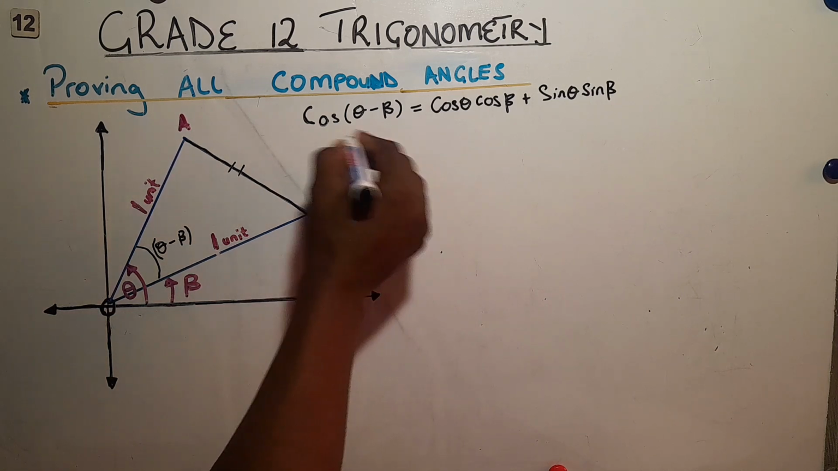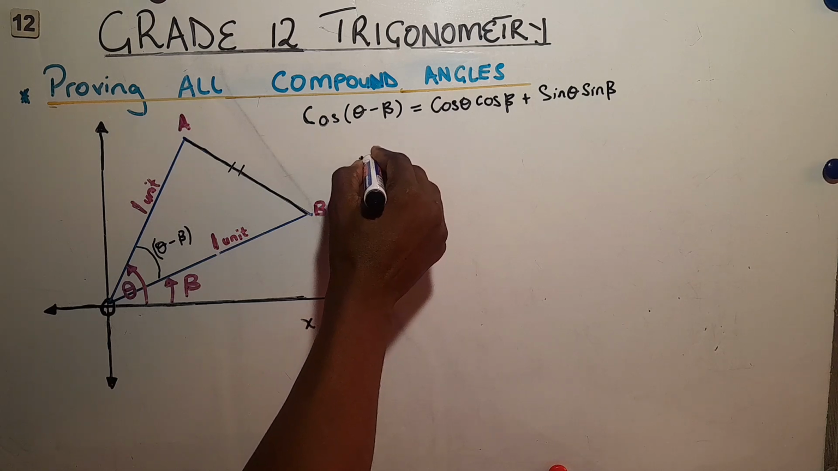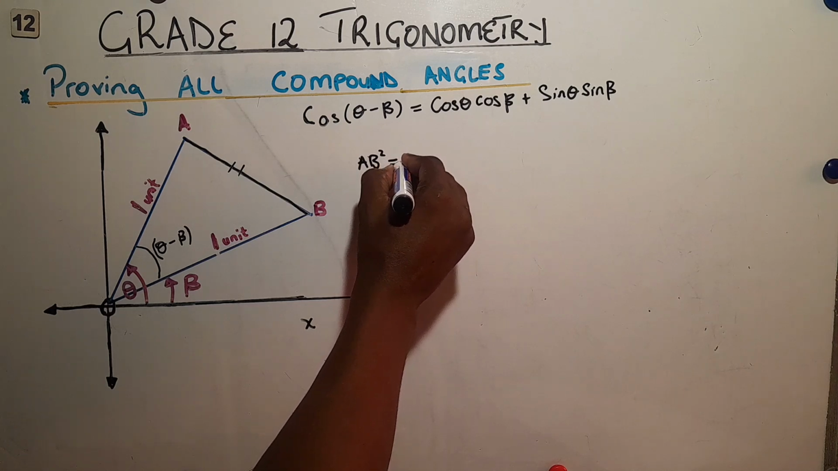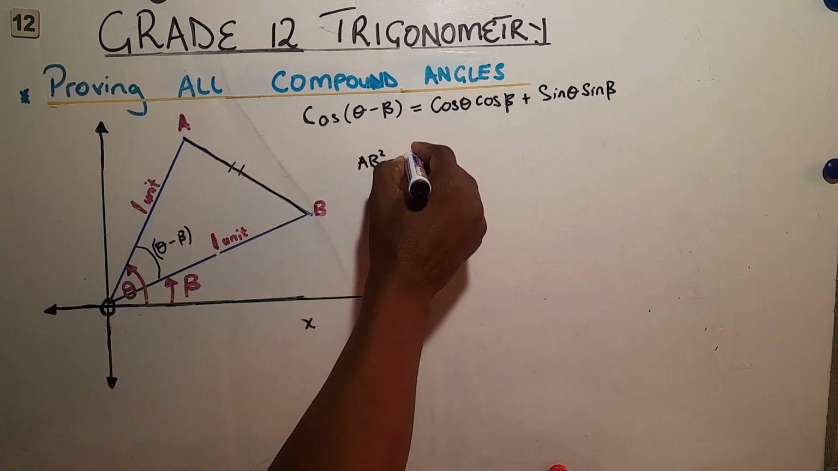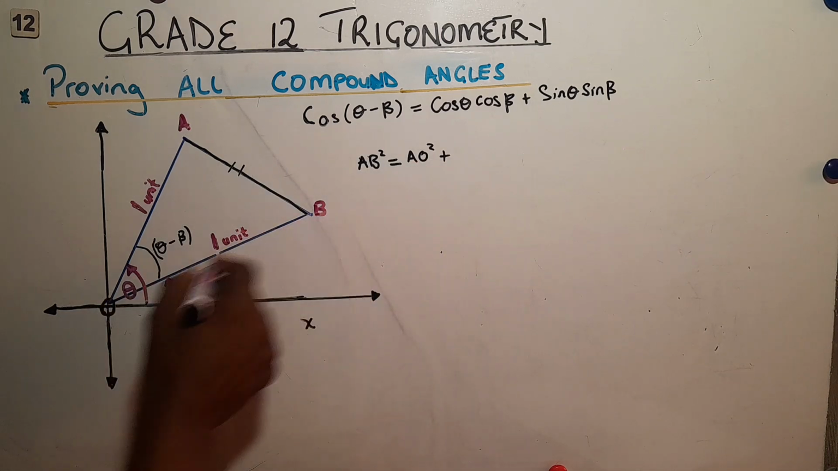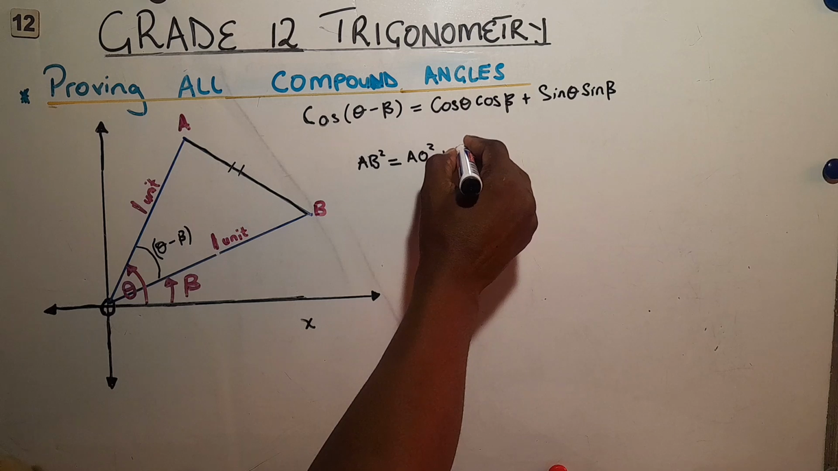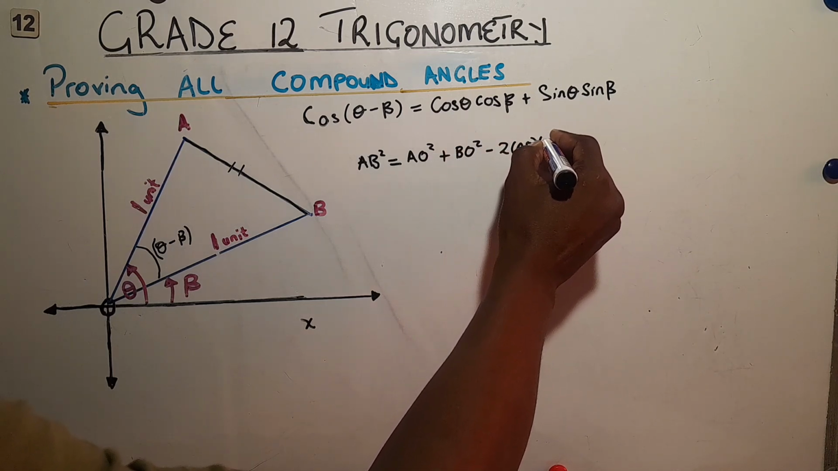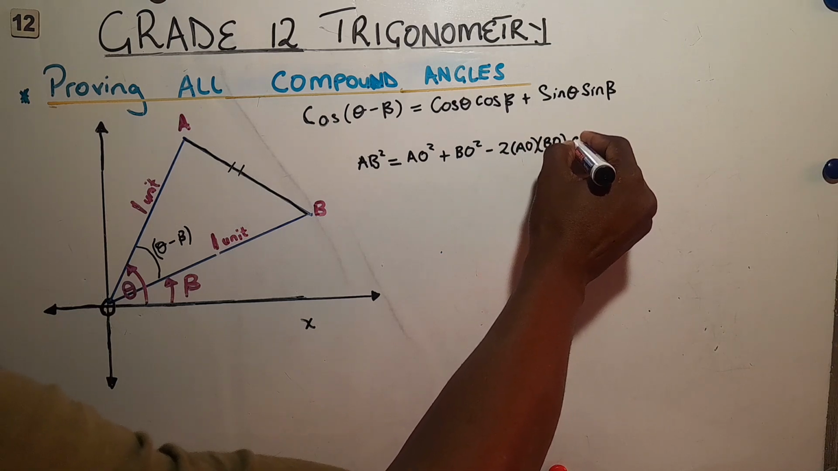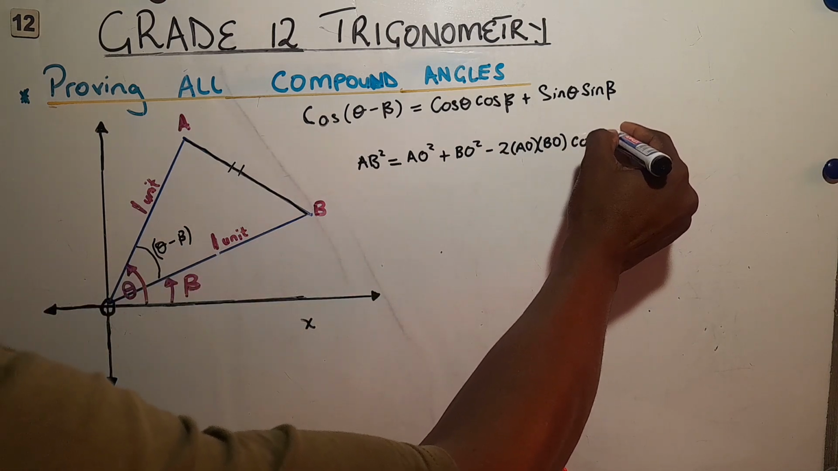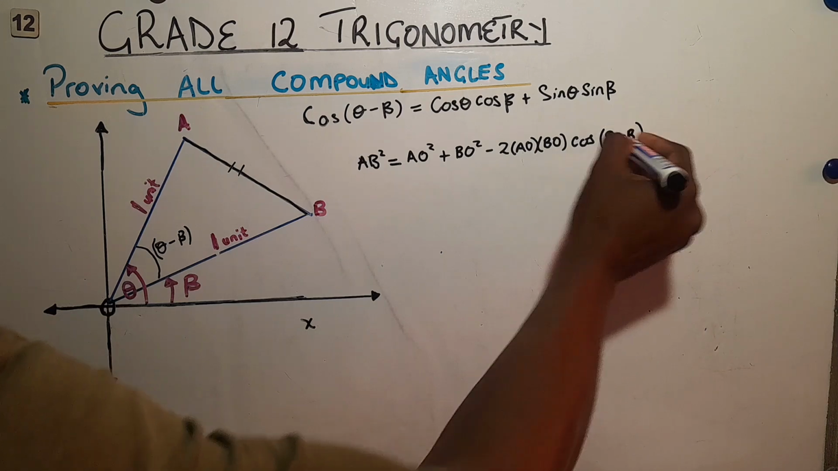According to the cosine rule, AB squared will be the same as AO squared plus BO squared minus 2 AO BO, and then cos of the angle that is included there. The angle that is included there is theta minus beta. So we're just going to say cos of theta minus beta, right?